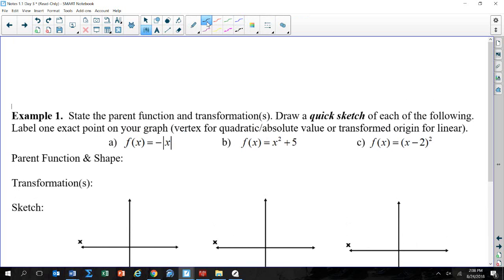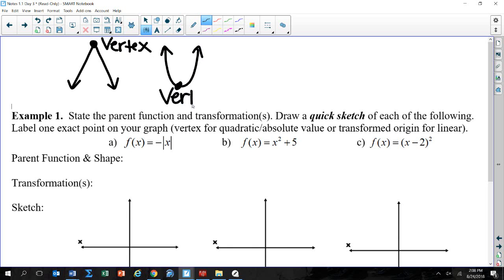So if it is a V shape, I want just one exact point, the vertex. Whatever the vertex is, I want that for the absolute value. If we're talking about a U shape, whatever the vertex is, that's the exact point I want to know. Whatever linear function you run into, I want to know how you're transforming that origin point. And I want to know how that origin changes.